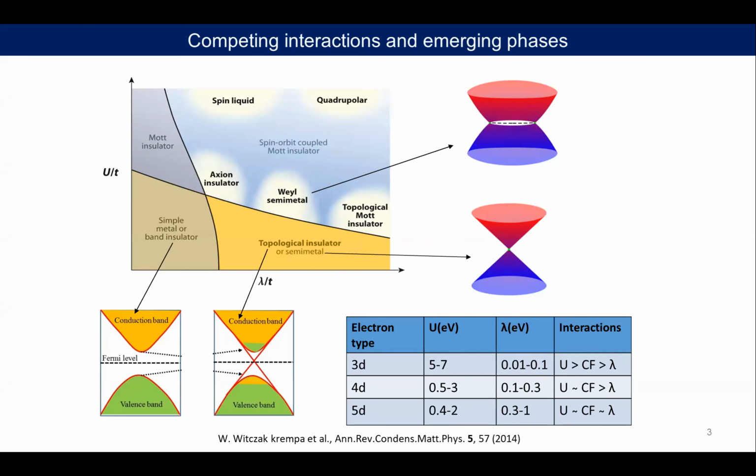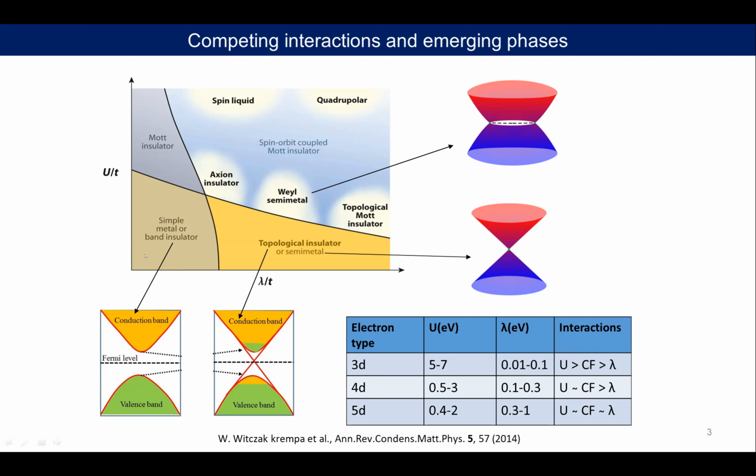And as a result, the on-site Coulomb repulsion U and spin orbit coupling become competing with each other. Their energy scales become competing, and as a result, different novel quantum phases can be realized from the competition between these two interactions. First, let's see through this schematic phase diagram how the novel quantum phases can emerge in different regions of spin orbit coupling lambda and on-site Coulomb repulsion U.